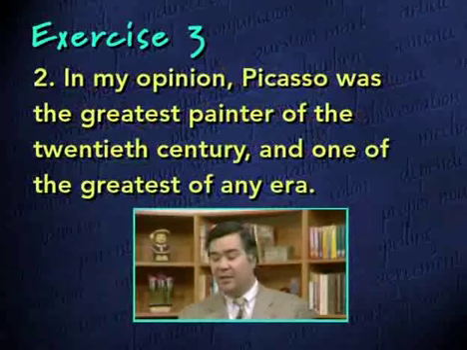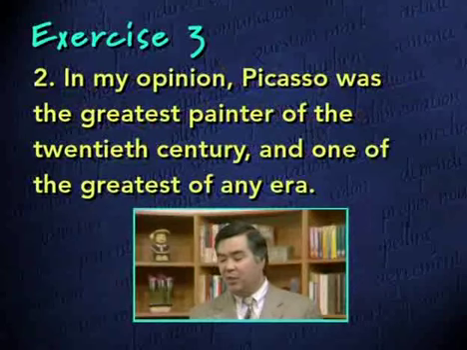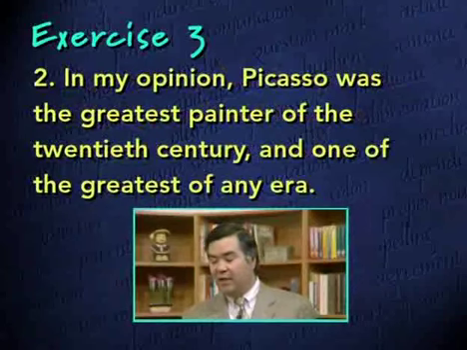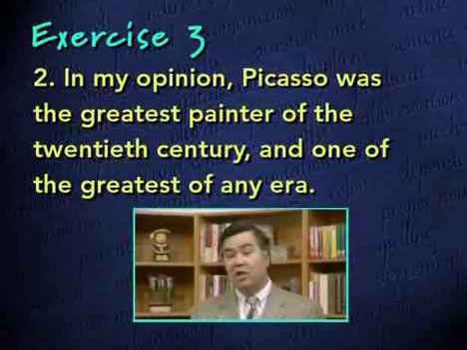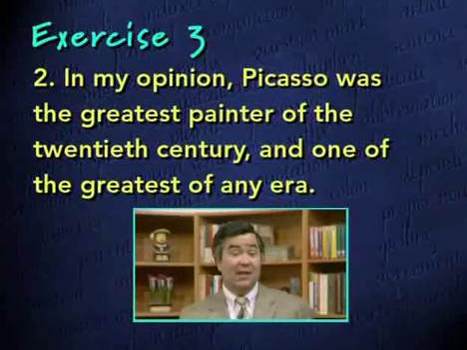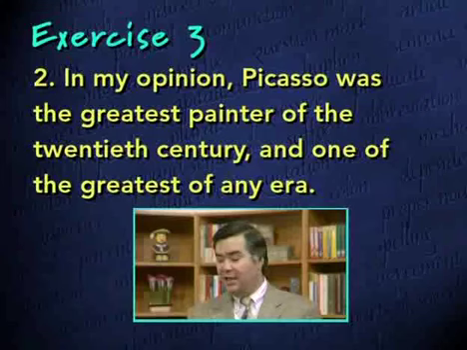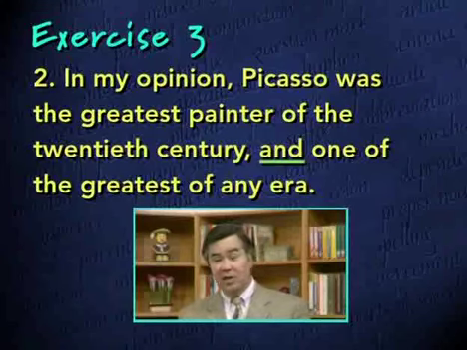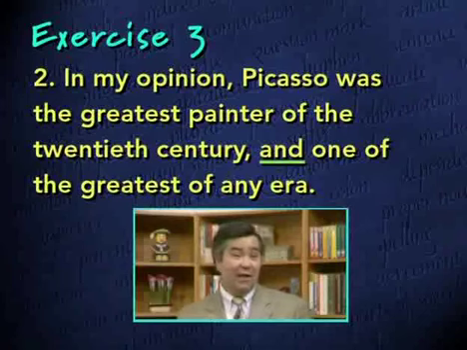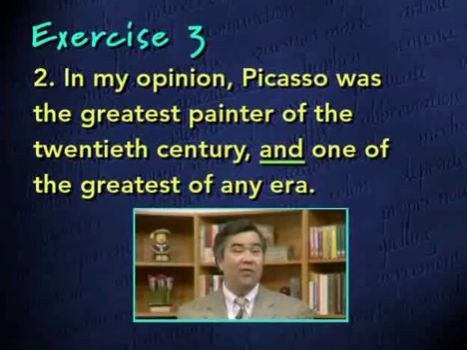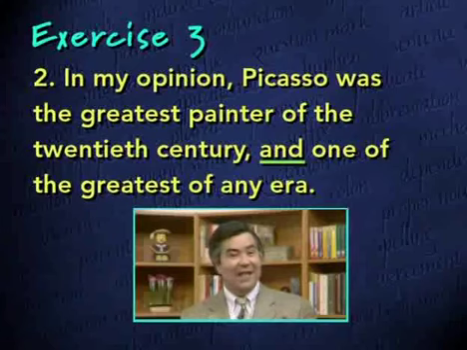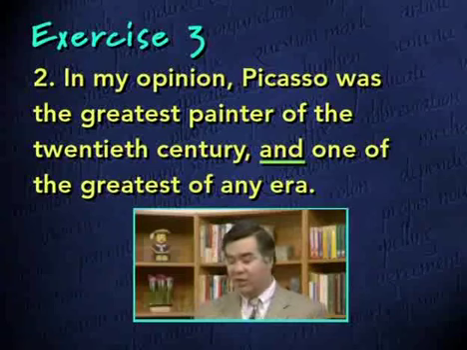In my opinion, Picasso was the greatest painter of the 20th century and one of the greatest of any era. There's just one conjunction in this sentence. It's the common coordinating conjunction and. It appears near the end of the sentence. However, there are 4 prepositions, and in fact, prepositions often appear in large numbers in sentences. Many sentences have several prepositional phrases, and this sentence illustrates that.